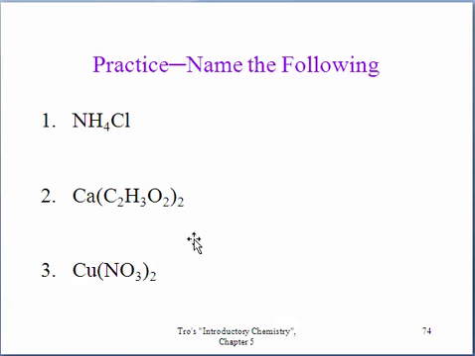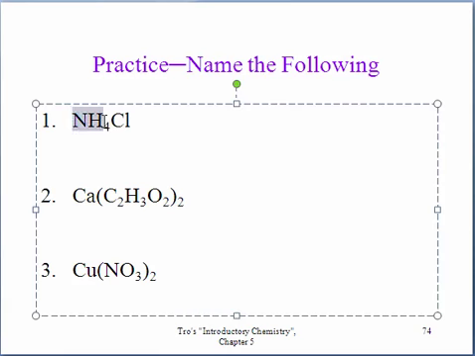So pause the slide and go ahead and name these 3 compounds. This one is made up of a polyatomic ion and a monoatomic ion. And remember, we just write the name of the cation and the name of the anion. So the name of this cation is ammonium, and the name of this anion is chloride.